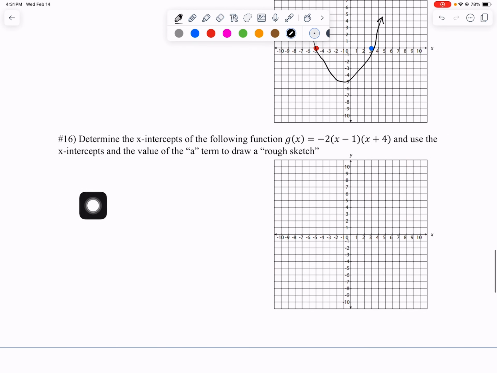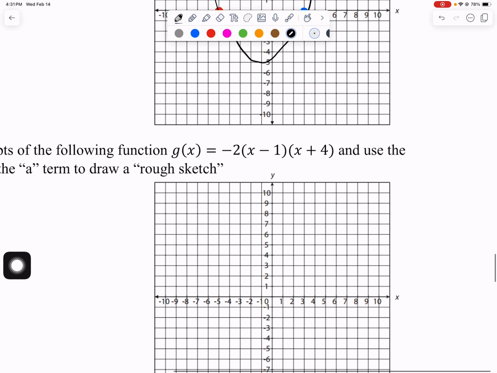For number 16, determine the x-intercepts of the following function. G of x equals negative 2, x minus 1, x plus 4. And use the x-intercepts and the value of the a term to draw a rough sketch. And again, here we go, guys. Let's simply highlight our x minus 1. Let's write our x-intercepts. And you guys are going way too fast for me, but I will write the 1, 0.